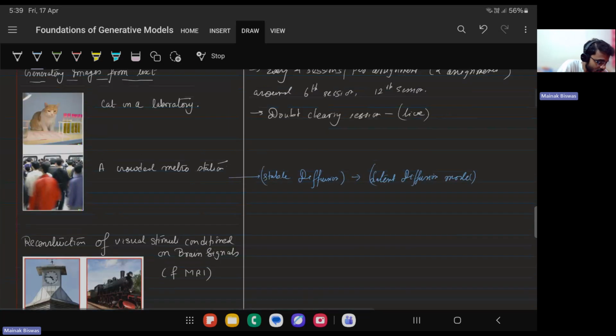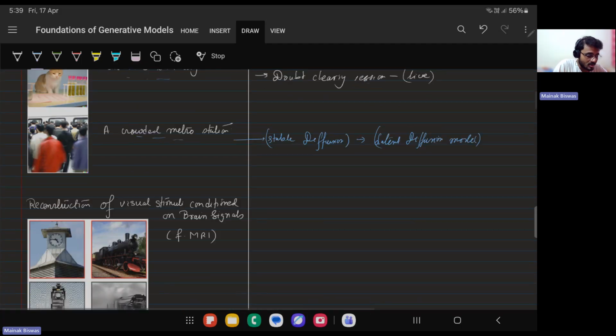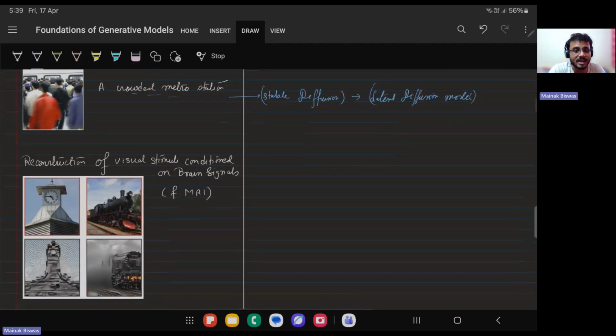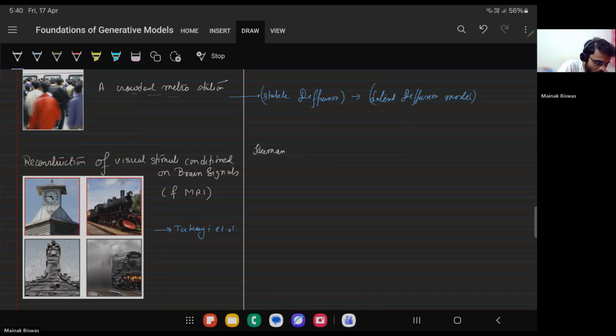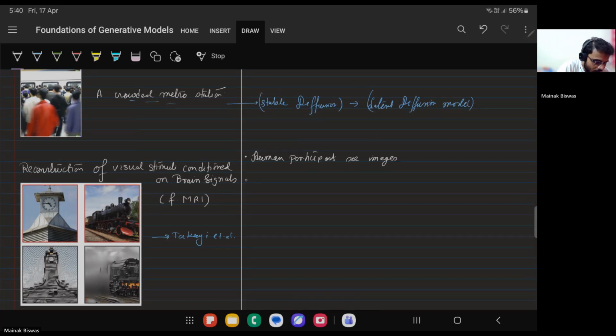For example, now I conditioned this on text, right? So now it's almost a sci-fi movie. This paper is by Takagi et al. Very recent, a couple of years back, 1.5 years back, this paper came up, and people were astounded by the results that it was giving. So here we had human participants see images, and their fMRI activity was recorded.